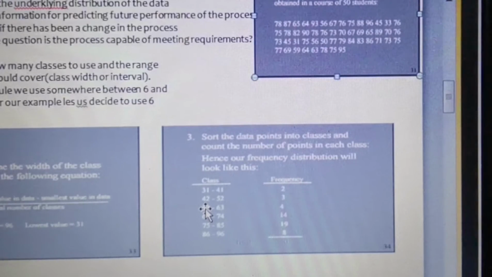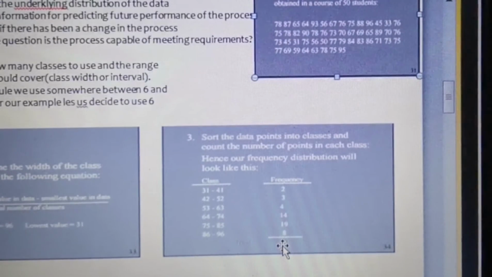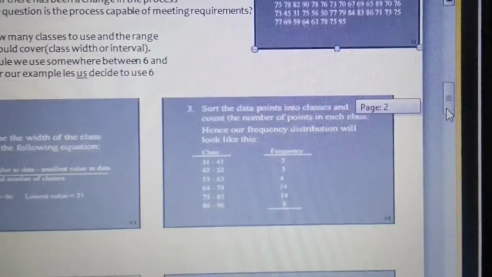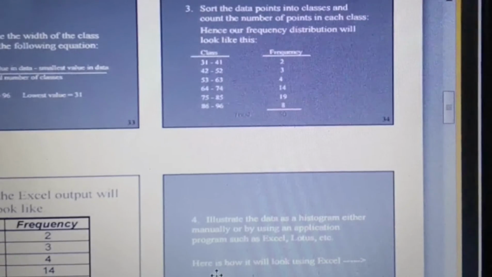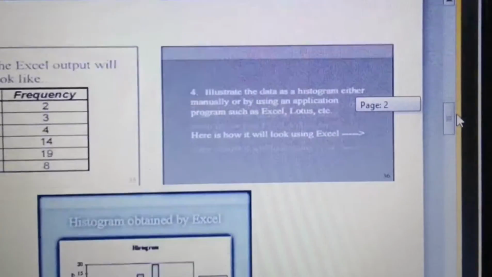So for 31 to 41, how many are there in your class distribution? It's 2, so you tally it. Then from 42 to 52, how many are there among your 50 students? You tally that as well, and the total should be 50. After that, once you have tallied the frequencies, you illustrate your data using the histogram.